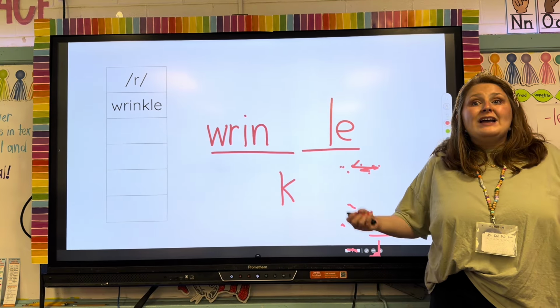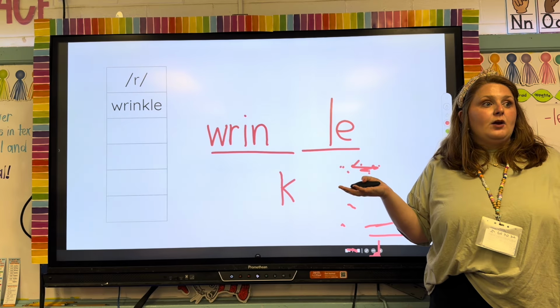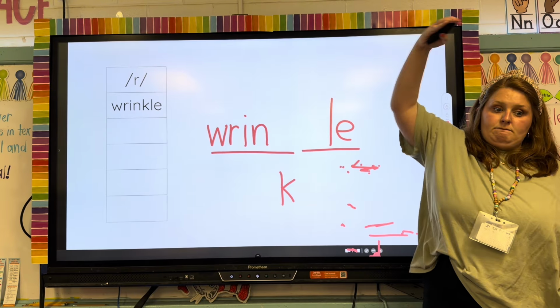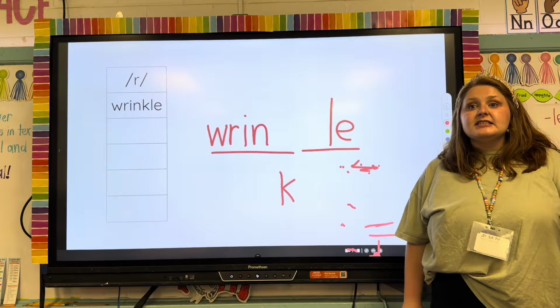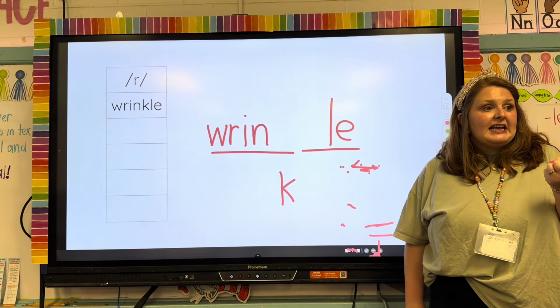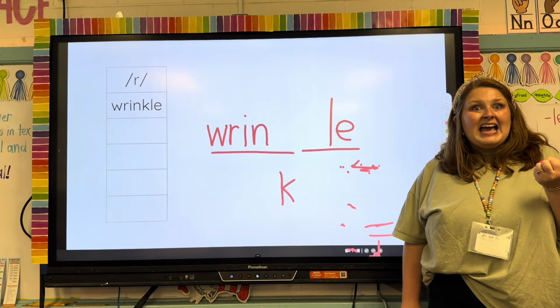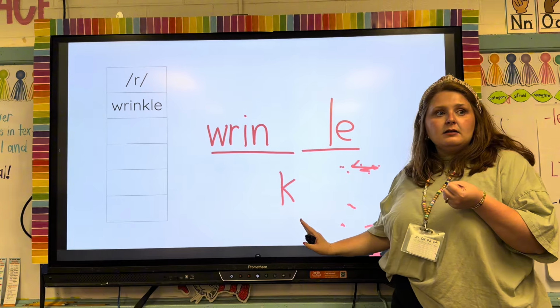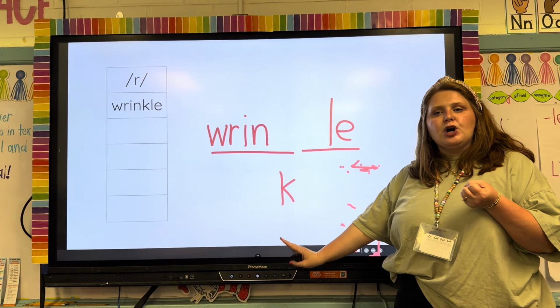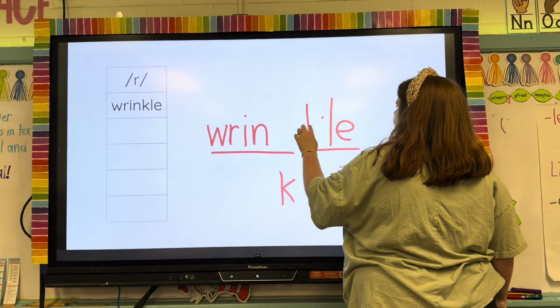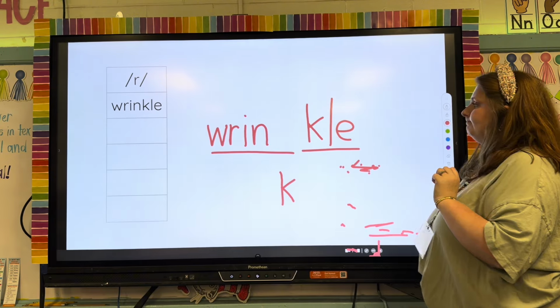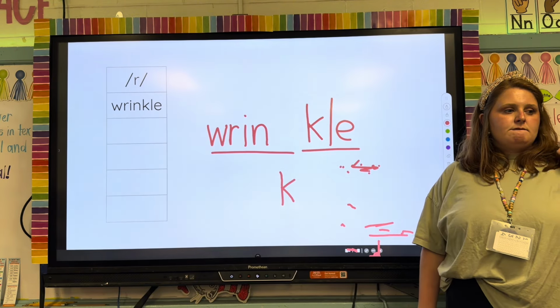K. What type of letter has to be connected to it then? A consonant, right? Doesn't a consonant always have to be connected to that L-E? Yes. So would my K be a part of my first syllable or my second syllable? My second syllable, right? Wrinkle. Does everybody have that? Yep.